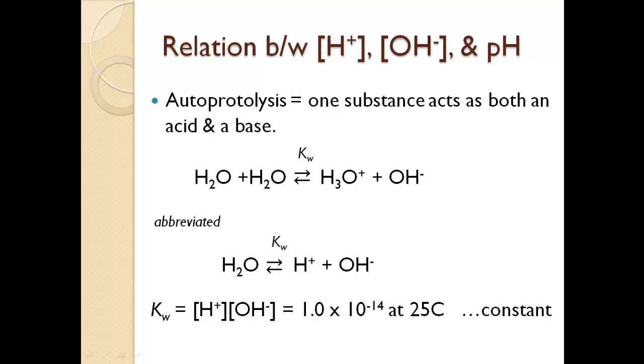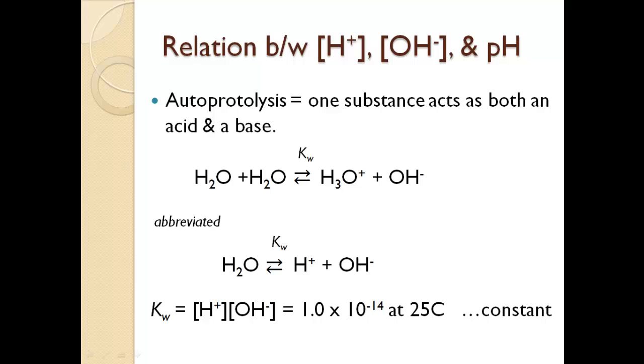That reaction on the top is just abbreviated. It's the same reaction, just abbreviated on the bottom. So you have H2O in equilibrium with H plus and OH minus. If we wanted to denote that, we would say that the equilibrium constant of water, K being the symbol for equilibrium, is equal to 1.0 times 10 to the negative 14th. This is a constant at that particular temperature, at 25 degrees Celsius.